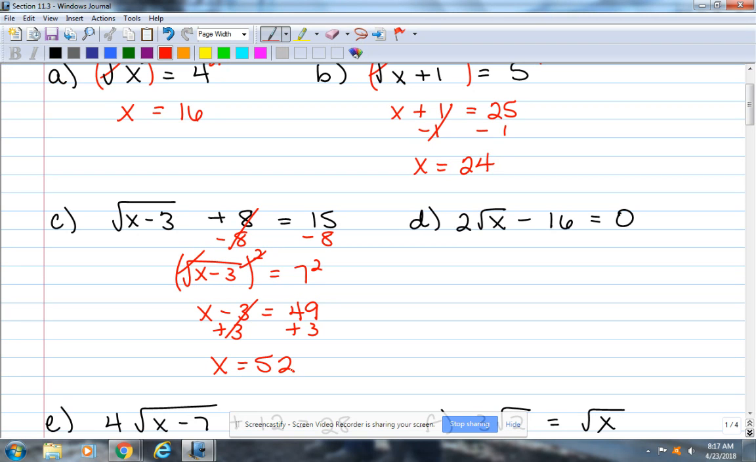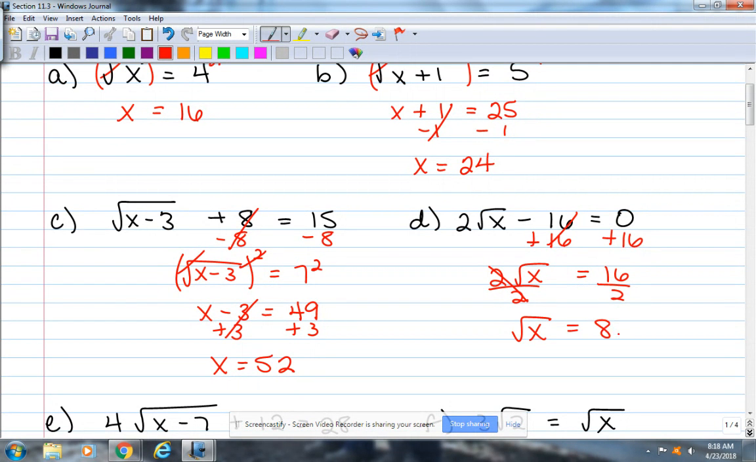Okay, likewise on problem D, we want to get the radical part completely by itself before we square both sides. So what do you think we're going to do first on problem D? Add 16. So that's 2 radical x equals 16. Is the radical completely by itself, though? No. So what can we do now? Yeah, that's 2 times radical x, so we can divide by 2 to get rid of the 2.